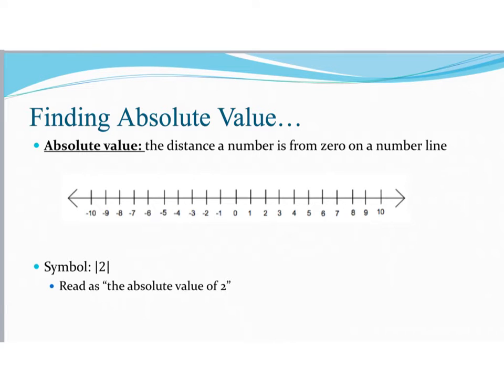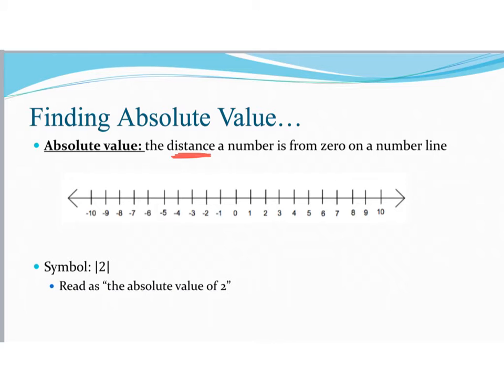The one thing you have to remember when you see absolute value is that it refers to the distance that a number is from 0 on a number line. It doesn't matter if we are in the positive region or in the negative region. It wants to know the total distance to 0.